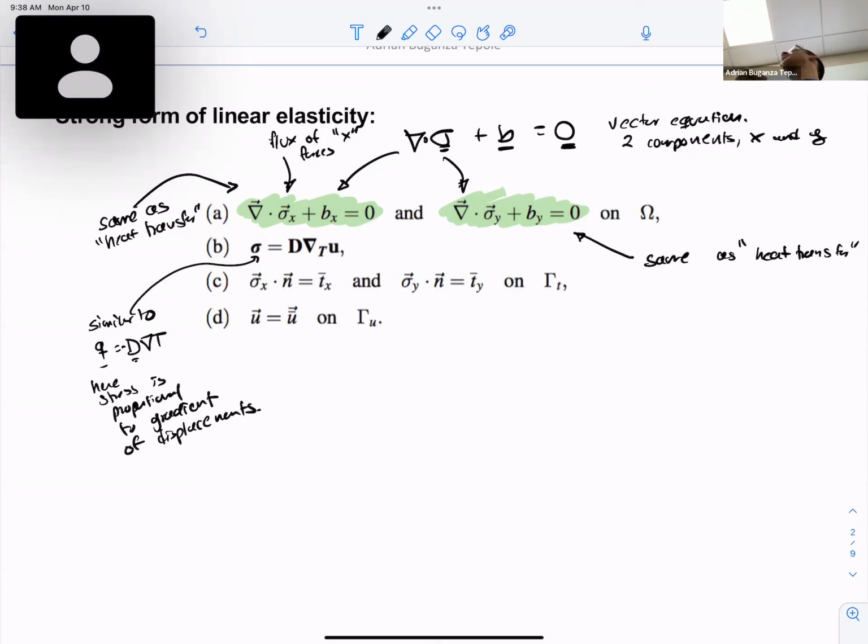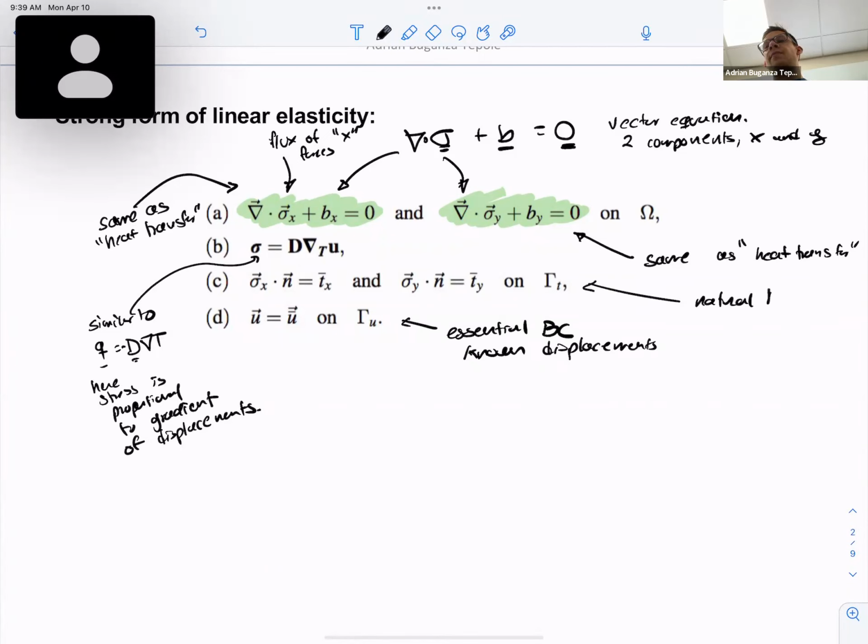And then we have two types of boundary conditions. We have either essential boundary conditions, so you know the displacements, or you have natural boundary conditions, meaning you know the flux or the forces, basically. Technically, they're called tractions.